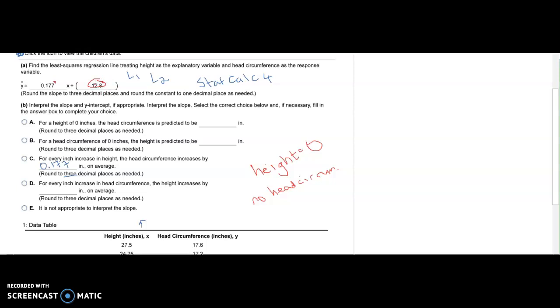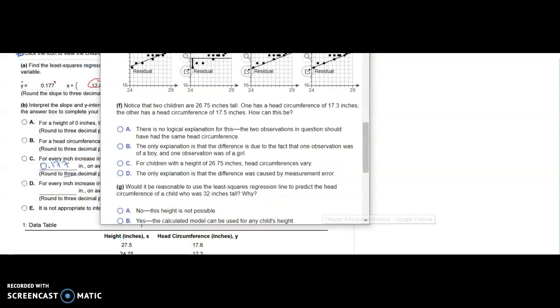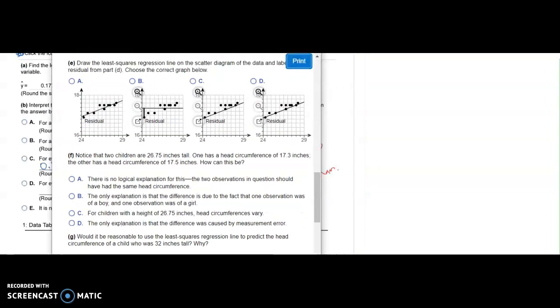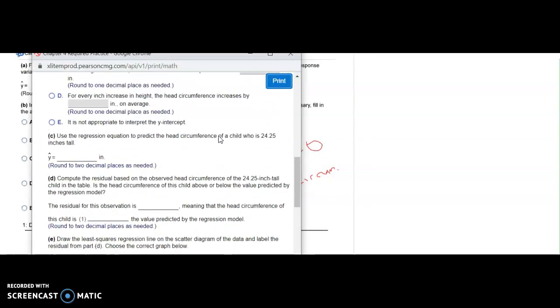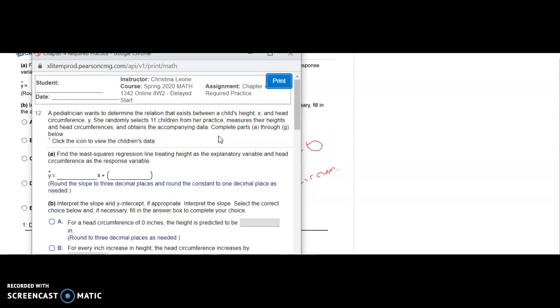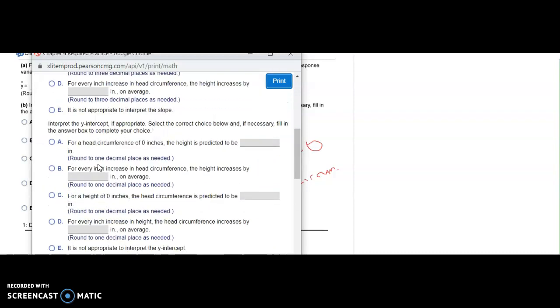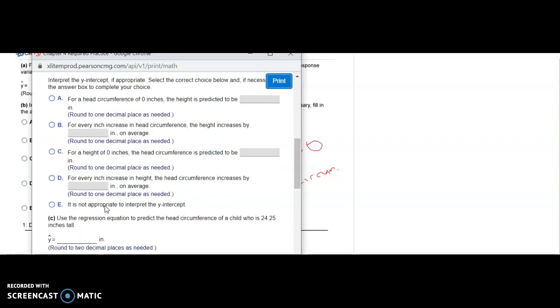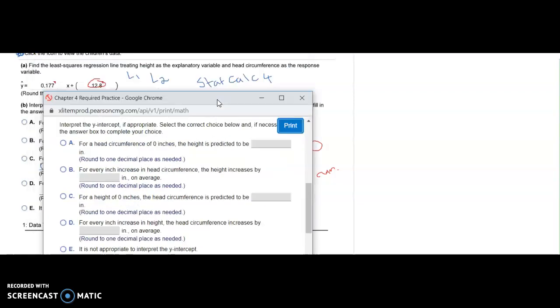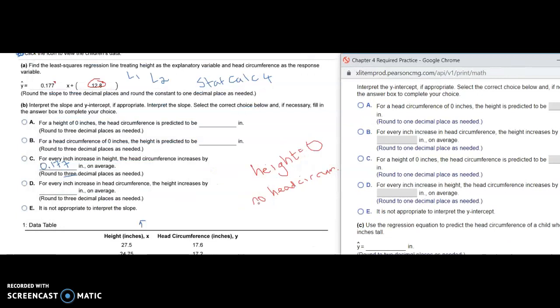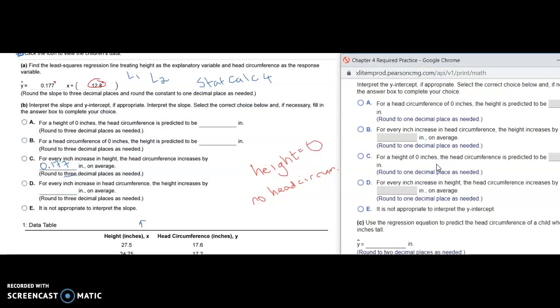That means that it doesn't exist. So if you can bear with me here, I'm going to pull up a different file. The numbers are going to be a little different here, but the questions will be the same. So this is a different set of data, but it's the same questions. So again, interpret the y-intercept. In this case, it is not appropriate to interpret the y-intercept, because if your height is 0, then you have no head circumference.